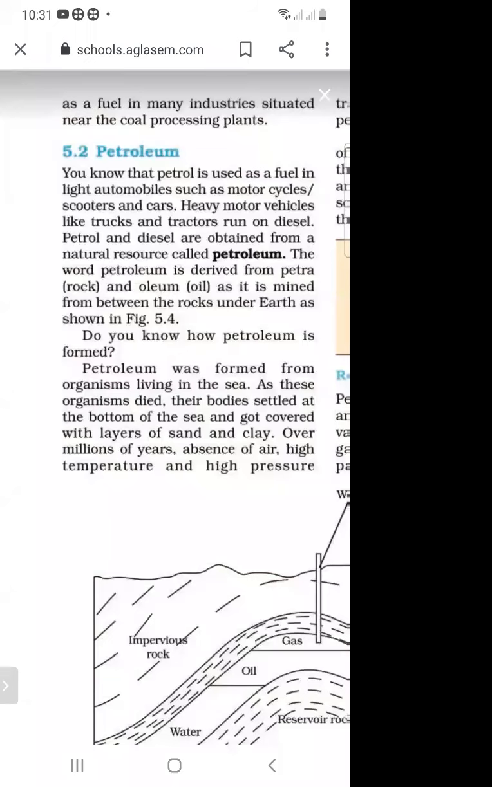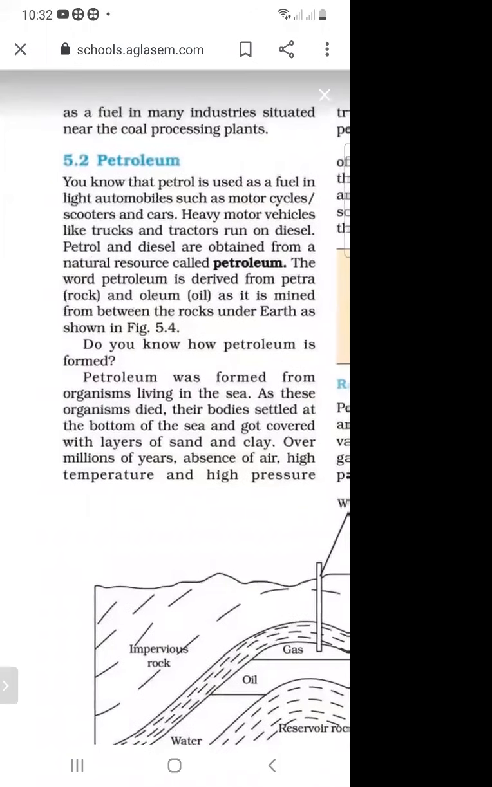So today I will discuss the topic petroleum: how petroleum is formed and where we use petrol. In this lecture, we will study about petroleum.